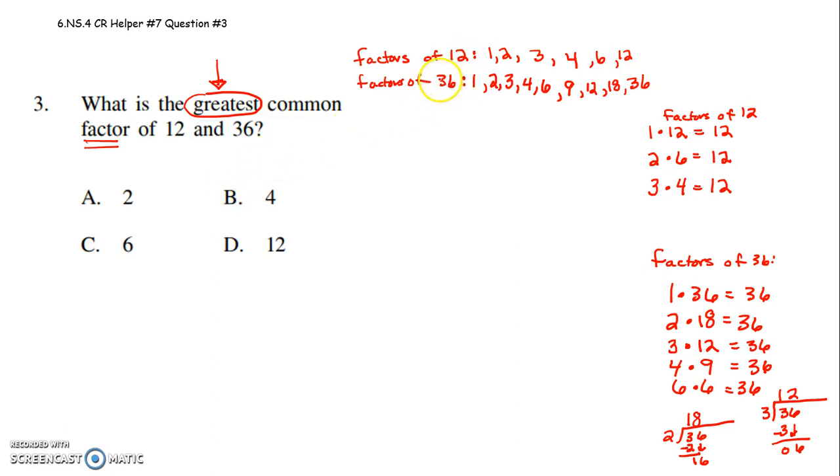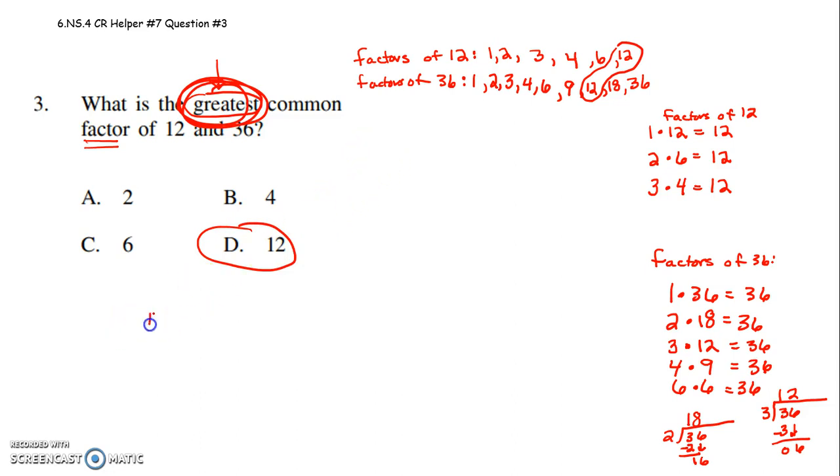12 and 36 have several factors in common. 1 is a common factor. 2 is a common factor. 3 is a common factor. 4 is a common factor. 6 is a common factor. But I need the greatest common factor. Ooh, 12 is the greatest common factor. I want to show you one other method.